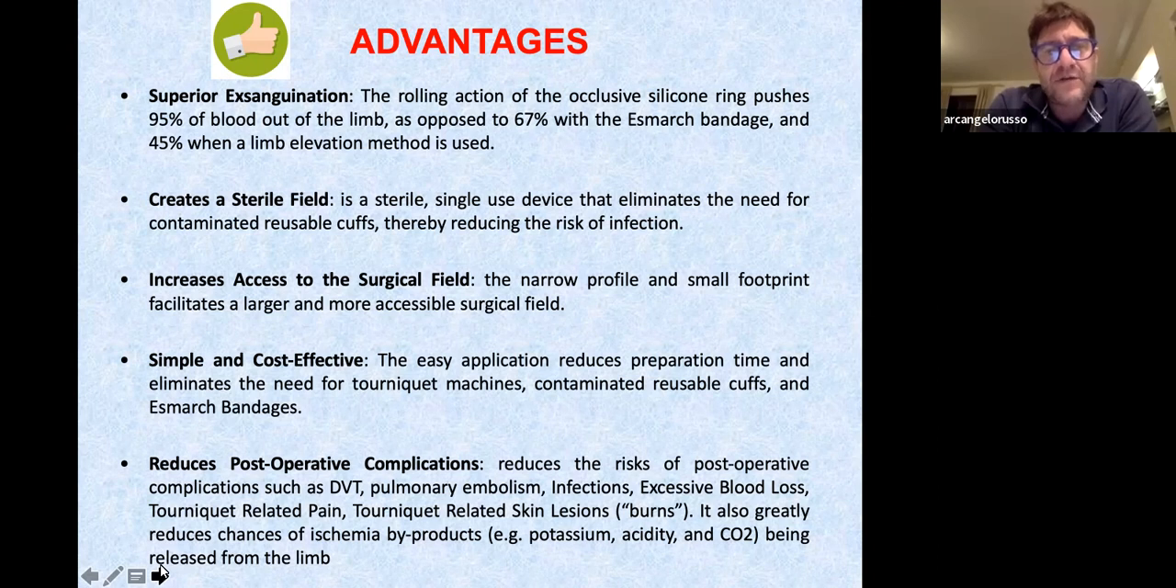Increased access to the surgical field: the narrow profile and the small footprint facilitate a larger and more accessible surgical field. Simple and cost effective.